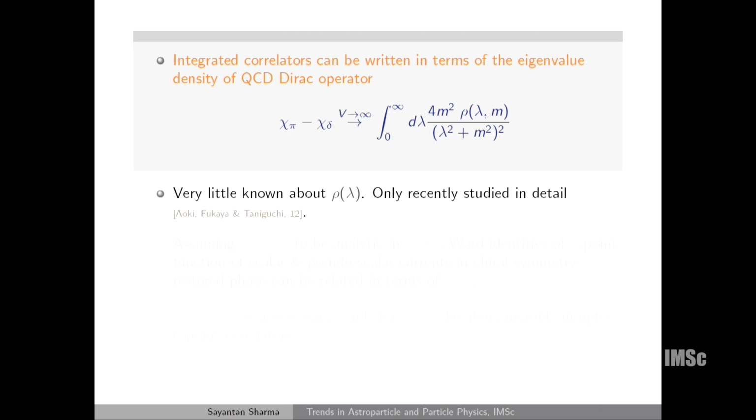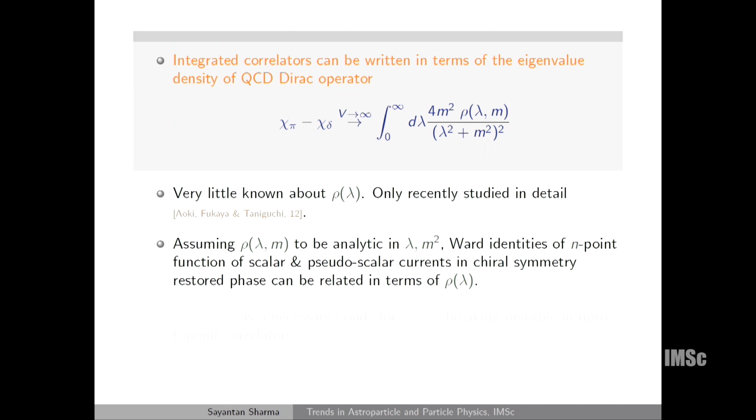Now we have to do these calculations at finite temperature. At zero temperature, there are various relations relating these eigenvalue densities through chiral perturbation theory, but at finite temperature, very little is known. There have been studies which began 10 years ago, or a little bit more than that, and usually all the calculation goes by assuming that this eigenvalue density, which is a function of the eigenvalue as well as the light quark mass, is an analytic function in lambda and m squared. And then chiral Ward identities are used to derive relations between these correlation functions.